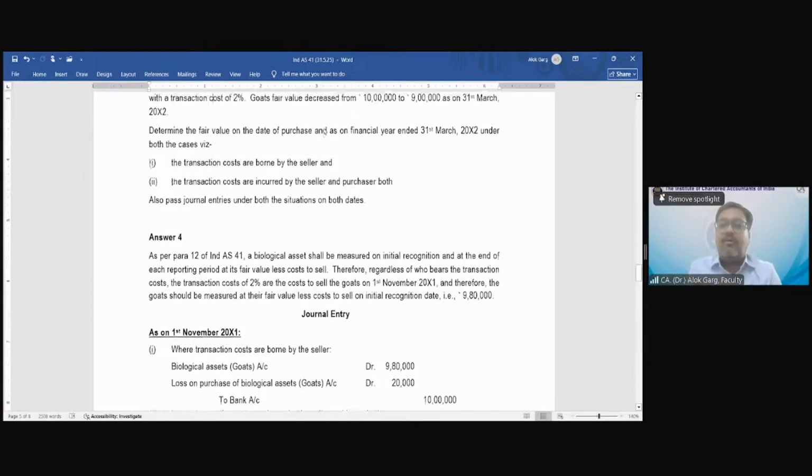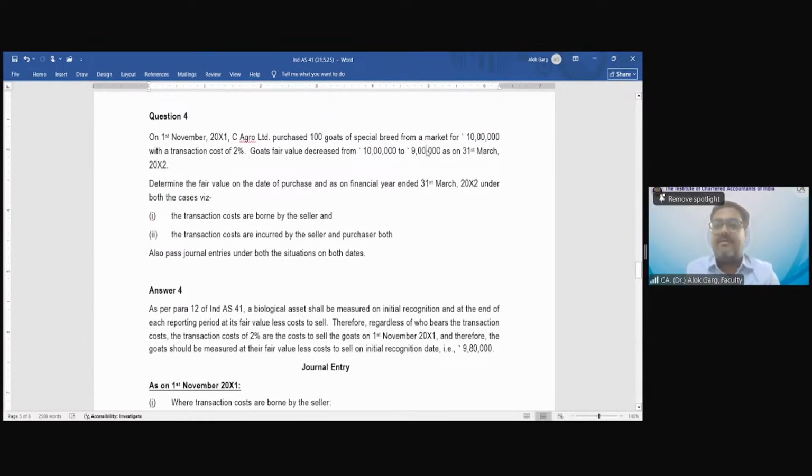Right. So now this 10 lakh becomes 9 lakh. So what is the accounting entry in the first scenario, when the transaction cost is borne by the seller? When it becomes 9 lakh, what is my fair value less cost to sell? So 9 lakh minus 2% of 9 lakh, which is 18,000, is 8,82,000. At what value have I recognized my biological asset?